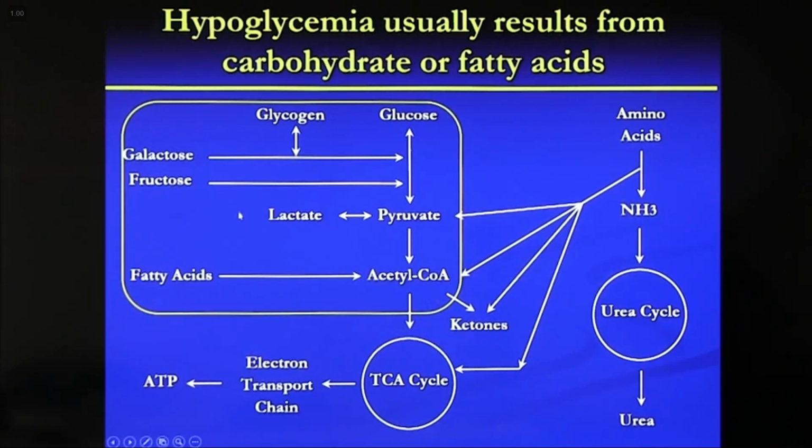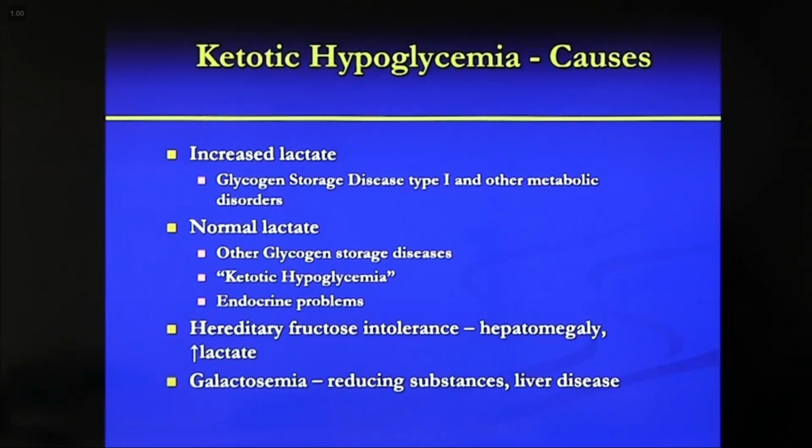So hypoglycemia often results from a deficiency of carbohydrate or fatty acid metabolism. There is a differential of what we call ketotic hypoglycemia. When you get hypoglycemic, your brain needs another source of energy.